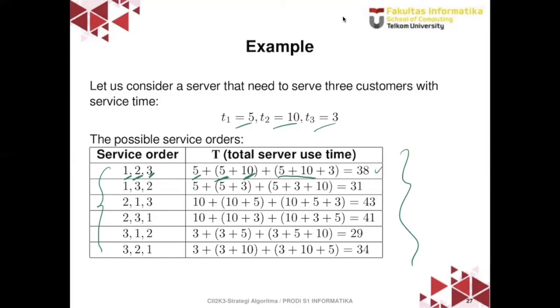The same with the next one. This means that customer 1 doesn't have a waiting time. Customer 3 has 5 waiting time, and for customer 2, the total waiting time is 8. Then after we check the total server use time for all possibilities, we can find the minimum total use time, which is obviously this one. So this is the best solution we have.